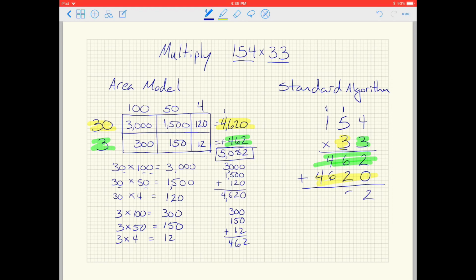And just like the area model, now we had to add up those two parts. And again, I got 5,082. It's a match. It's a really good sign that I probably did it right when both answers end up being the same.